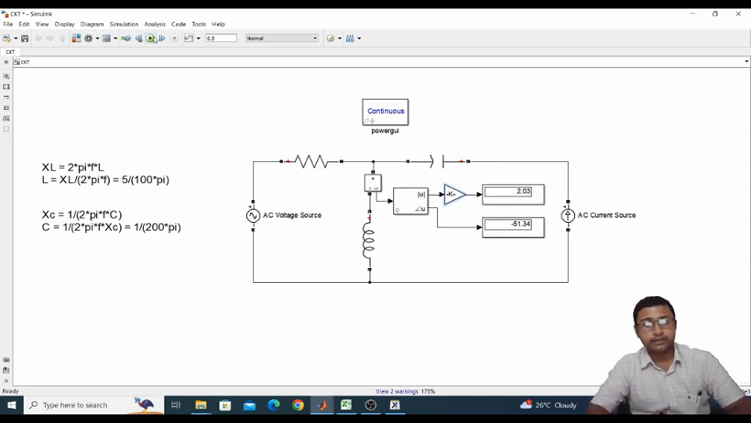Okay, so nothing else. This is today's lecture on solving an AC network problem with AC voltage source or AC current source using the superposition theorem and Norton's theorem. In my next lecture, I will discuss a similar problem using Thevenin's theorem and the maximum power transfer theorem. Okay, so this is for today's lecture.